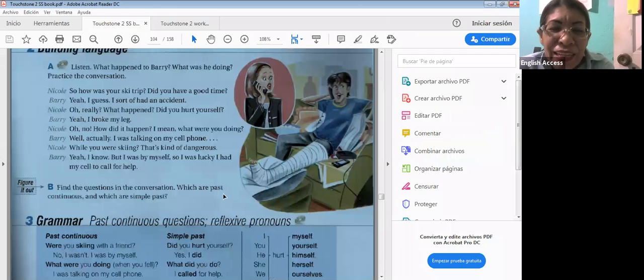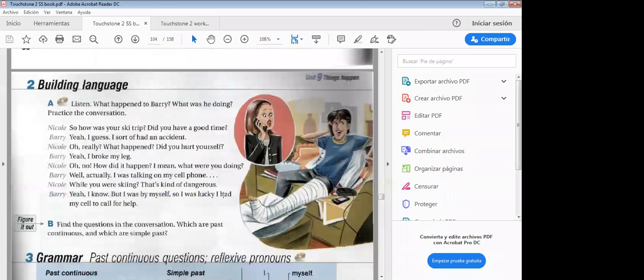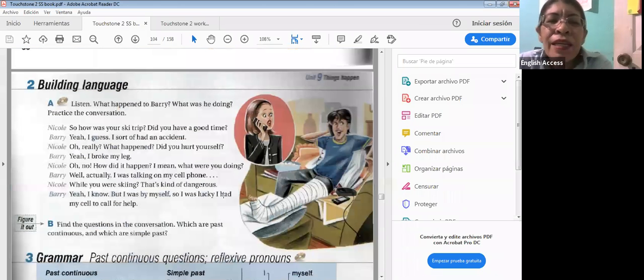Okay, well, now let's move to the next page. Okay, we have exercise 2. It says, listen to what happened to Barry. What was he doing? Practice the conversation. First of all, I just want you to cover the conversation and just look at the picture. Here we have a picture of Barry. As you can see, he had an accident. So what happened to Barry? Can you tell me? Look at the picture. What happened to him? What's the problem?